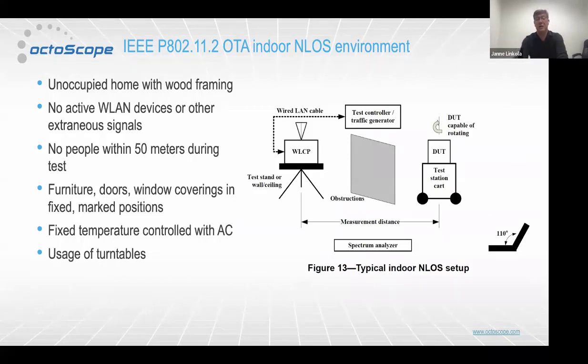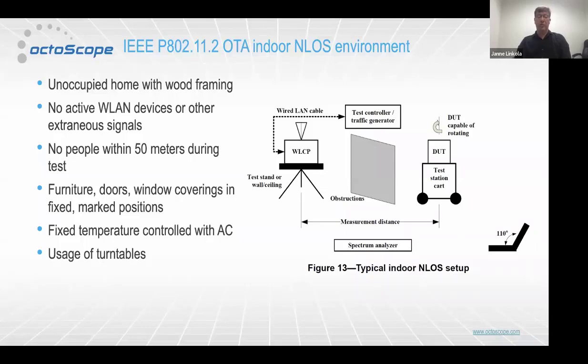They say that this should be a home. It should be an unoccupied home. Nobody should live there. And it should be built out of wood. There should be no active radios, whether Wi-Fi devices or any kind of other devices that might cause any kind of interference, anywhere in the test house.